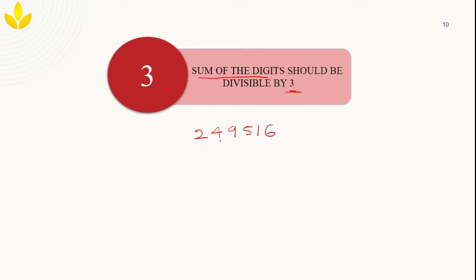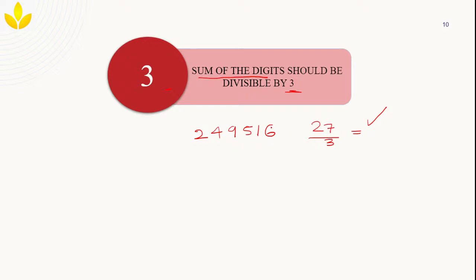2 plus 4, 6. 6 plus 9, 15, 20, 21, 27. Is 27 divisible by 3? Yes, it is divisible by 3. So this whole number is divisible by 3. One more method is that you can cancel out all those digits together or separately which are divisible by 3.